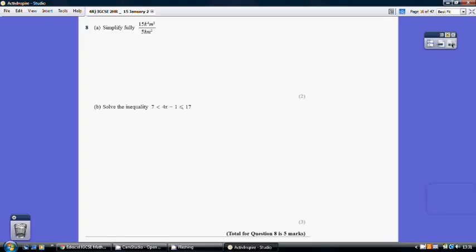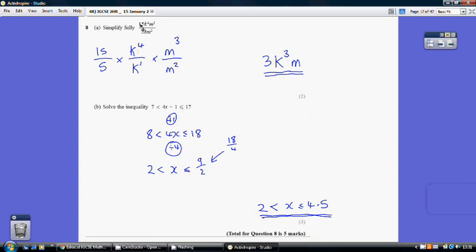Question 8. So just think of it as being the 15 divided by 5, the k to the power of 4 divided by the k, and the m cubed divided by the m squared. So 15 divided by 5 is 3. K to the power of 4 divided by k, well, k is to the power of 1. So k to the power of 4 divided by k to the power of 1. When we're dividing, we subtract the powers, so that's k to the power of 3. And similarly, when we're dividing, we subtract the powers. 3 take away 2 is 1, but we don't write m to the power of 1, we just write m.